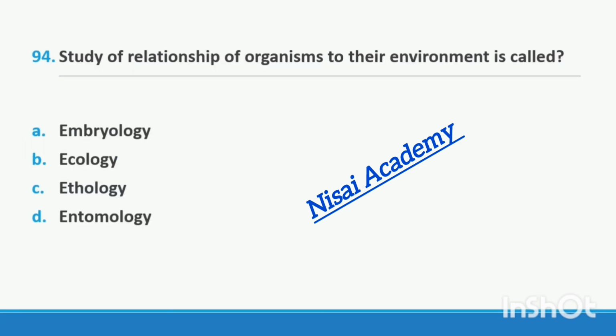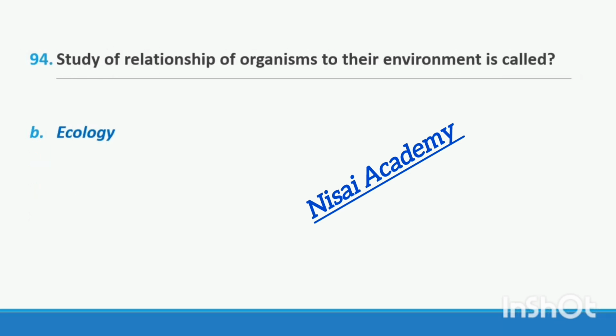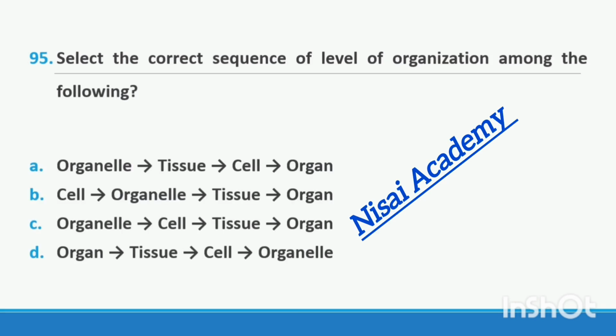Question 94. The study of the relationship of organisms to their environment is called option A embryology, option B ecology, option C ethology, option D entomology. The study of the relationship of organisms to their environment is called ecology. Right, option B.